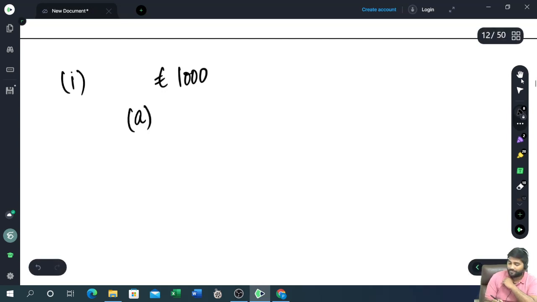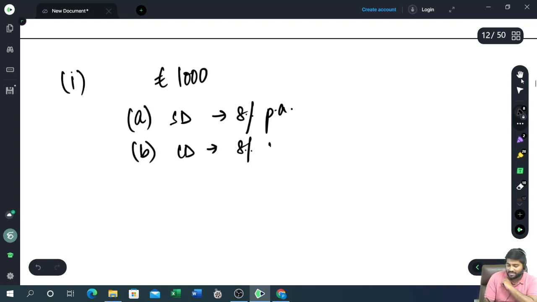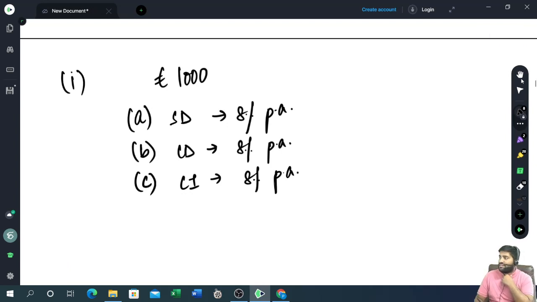A. Simple discount 8% per annum. B. Compound discount 8% per annum. C. Compound interest 8% per annum. Given an investment of 1000 euros, calculate the accumulation after 5 years using simple discount 8%, compound discount 8%, compound interest 8%.